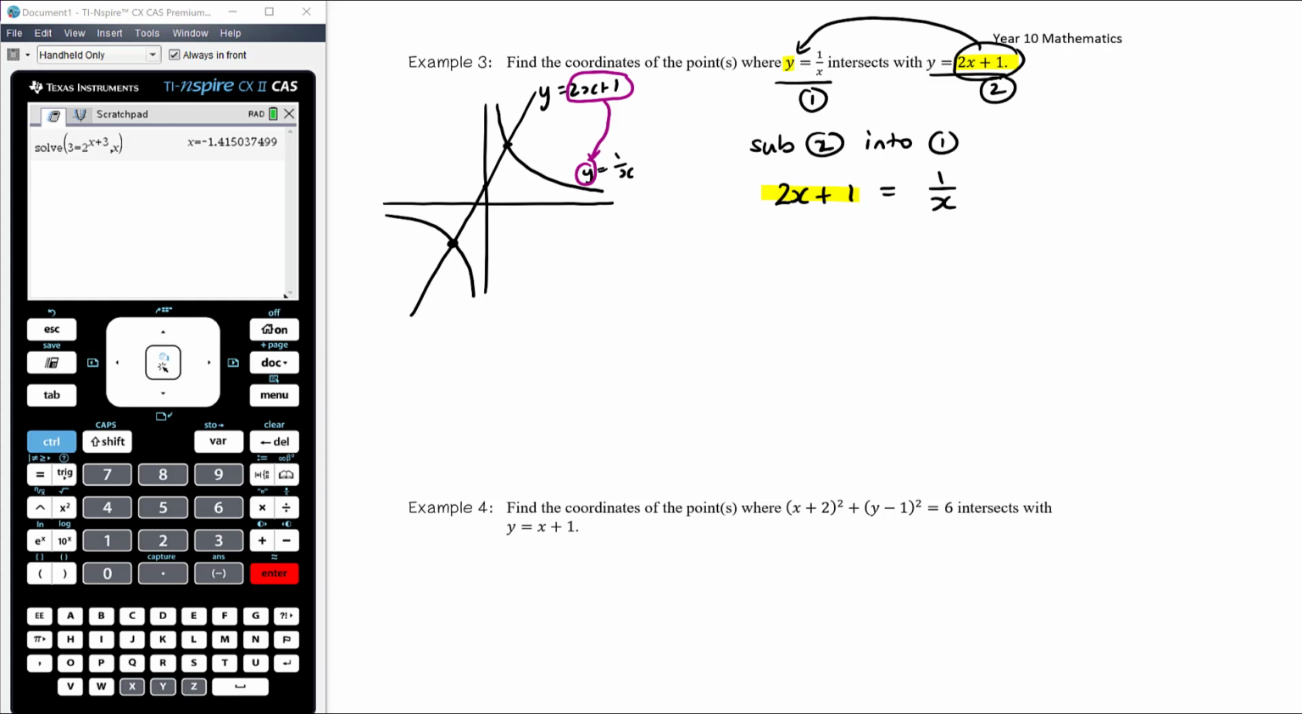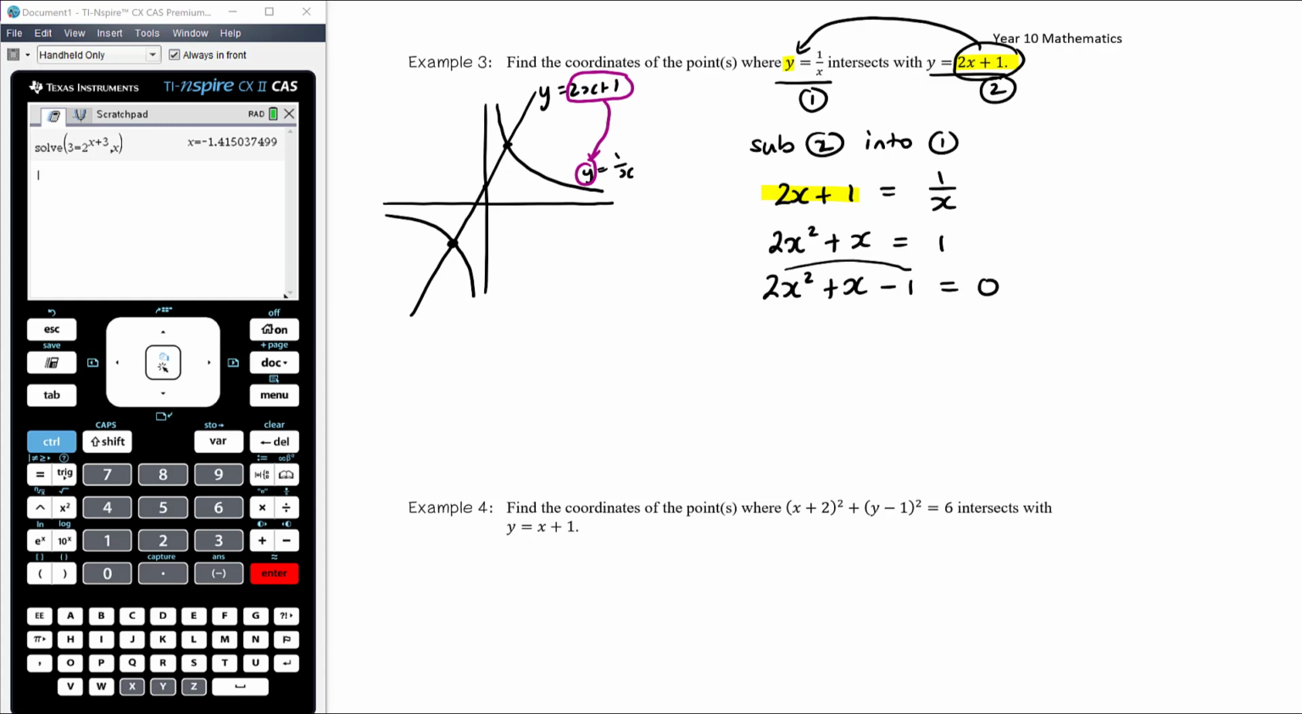Okay, so the first thing I don't like about any equation is when there are fractions involved. So I'm going to get rid of the fractions here by multiplying everything in this equation by x. So therefore we're going to get 2x squared plus x equals 1. And now we can see actually it's a quadratic. 2x squared plus x minus 1 equals 0. And again, this is why your quadratic skills don't go away.